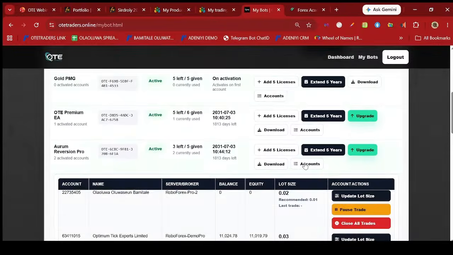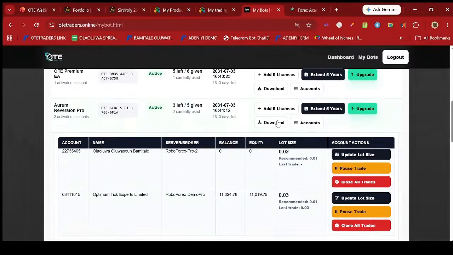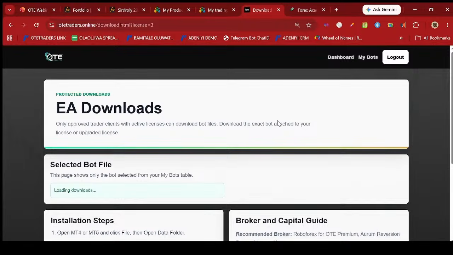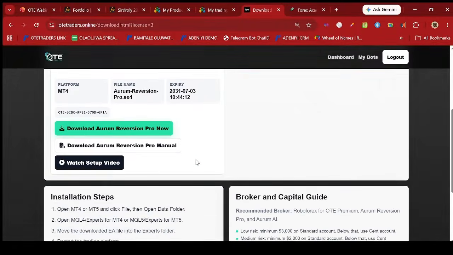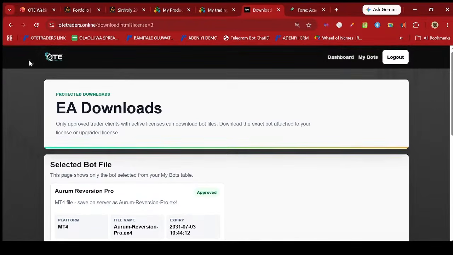So let me check this. You can go to account. You can add more licenses. You'll be given 5 licenses. You can see 5 licenses, so you can increase the licenses. Just click here and add more licenses. You can extend. It's for 5 years, and you can extend it to 10 years. You just pay a token. You can upgrade it. Maybe you're on Premium and you want to upgrade to Orion. You can upgrade. And also, if you want to download the bot, you go to this place. Once you pay for the bot, you can see the instructions. So you can download the bot, you can download the manual, and you can even watch the setup video on how to set it up. Here, this is how to download the bot.